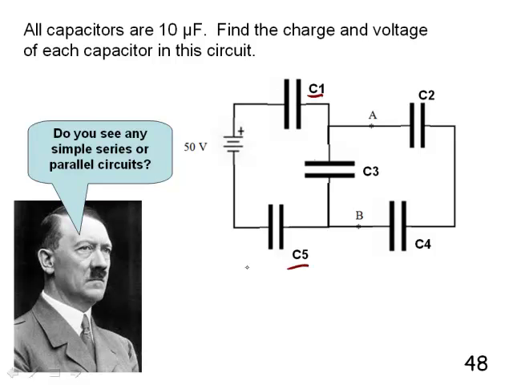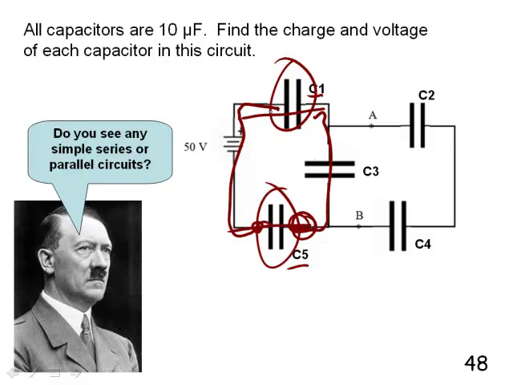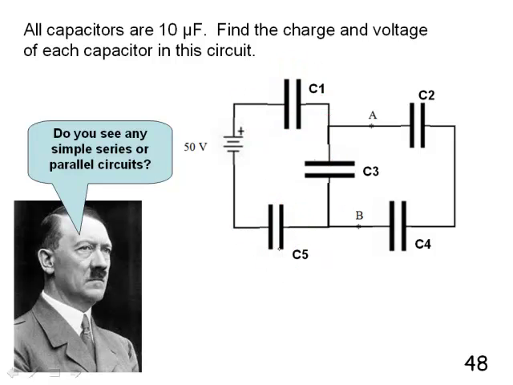C1 and C5 look like they're in parallel because these form parallel lines. But that's obviously not true, is it? Because they're not holding hands. You can't take one hand of this one and touch, because in order for this guy to touch hands with this guy, it has to go through the battery on one side and it has to go through this capacitor on the other side, so it doesn't work. C1 and C5 are not in parallel. It's just the way they're drawn.